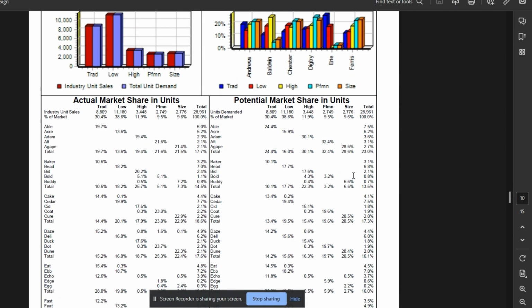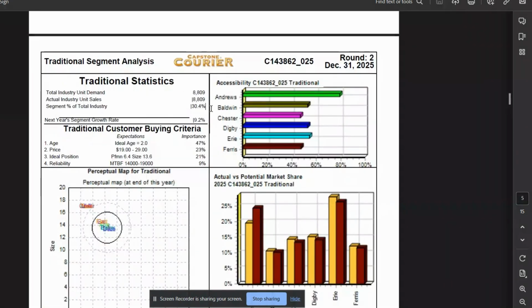Again, do not copy my values. I'm doing the Capstone Courier of round 2, so I'm making decisions for my round 3. This is my traditional segment, round 2 Capstone Courier. I can see that the total industry unit demand is this many units. Next year segment growth rate is given as 9.2%.